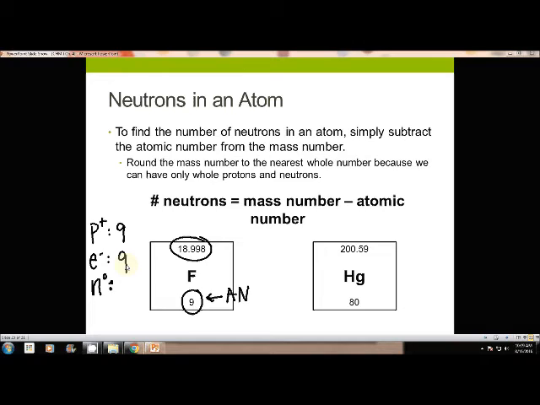So we got 2 out of our 3. The third one is where we have to do our subtraction. So we need to take the mass number minus the atomic number. Well, if this is the atomic number, 9, then the 18.999 or 18.998 is the mass number. Okay, so to figure out our neutrons, we need to round this to the closest whole number and then subtract 9 from it. So 18.998 would round to 19, right? So we'll take 19 minus 9 gives us a total of 10 neutrons.